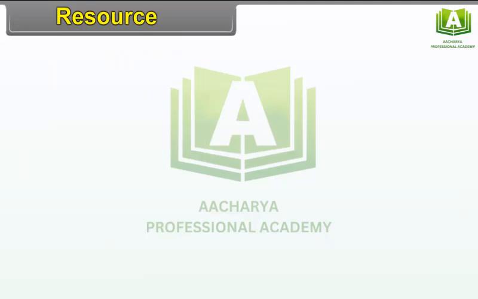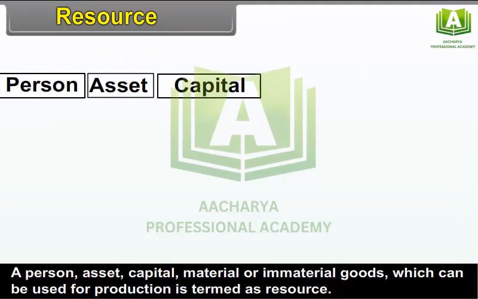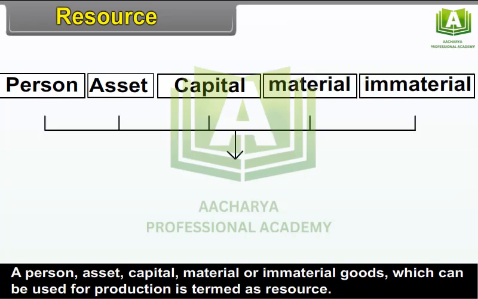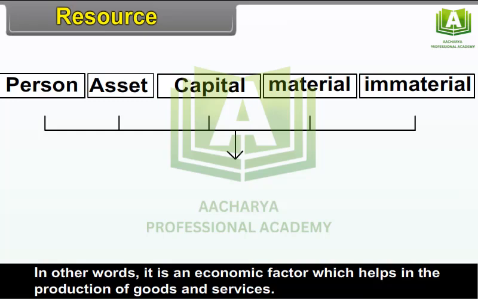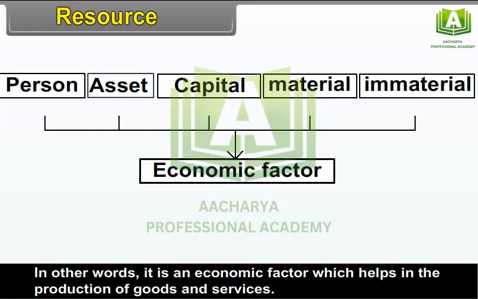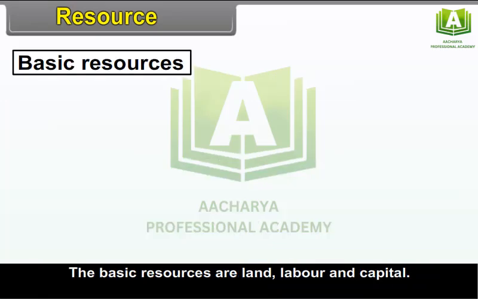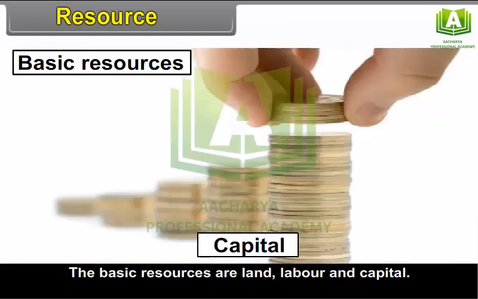2.4 Resource. A person, asset, capital, material or immaterial goods which can be used for production is termed as a resource. In other words, it is an economic factor which helps in the production of goods and services. The basic resources are land, labor and capital.